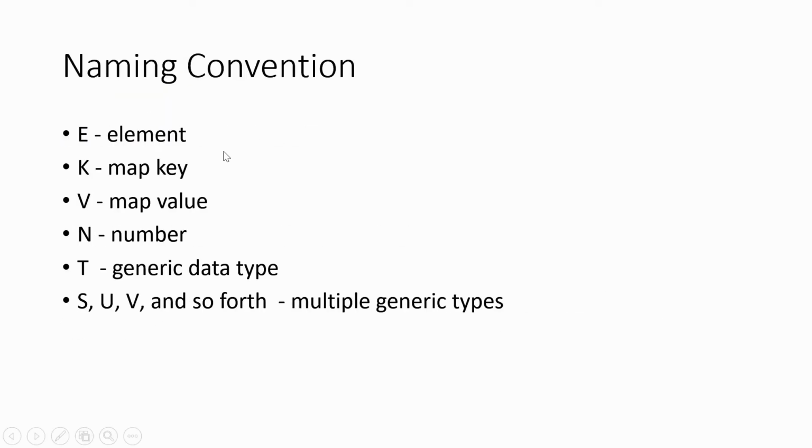Next, naming convention. A type parameter can be named anything you want. The convention is to use a single uppercase letter to make it obvious that they are not real class names. The following are common letters to use: E for element, K for map key, V for map value, N for number, T for generic data type, S, U, V, and so forth for multiple generic types.